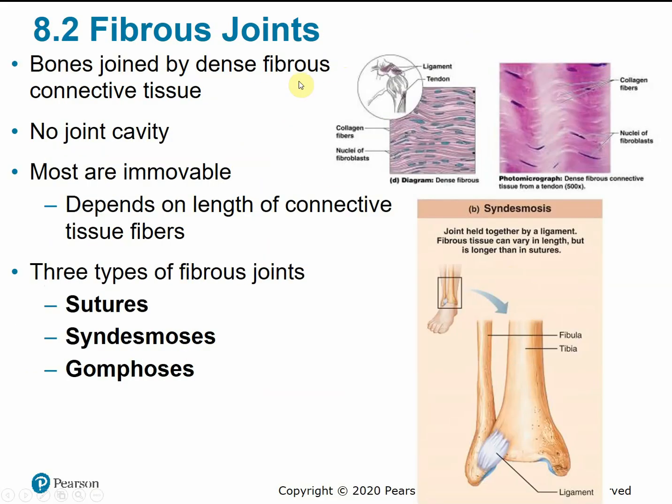Fibrous joints are joints that are joined by dense fibrous connective tissue. They have no joint cavity, and most of them are going to be immovable or synarthrotic. There's three types of fibrous joints: sutures, like in the skull, syndesmosis, or gomphosis.